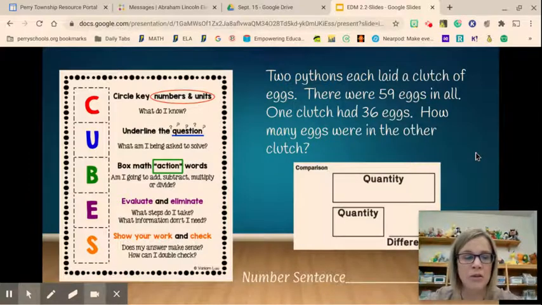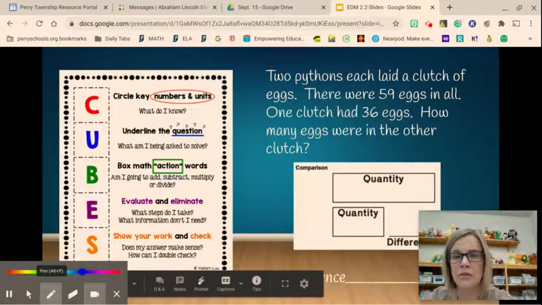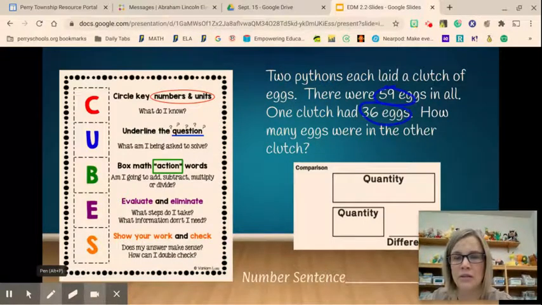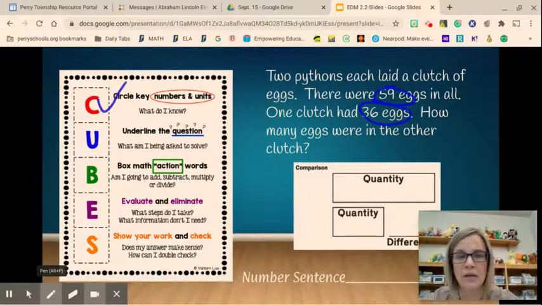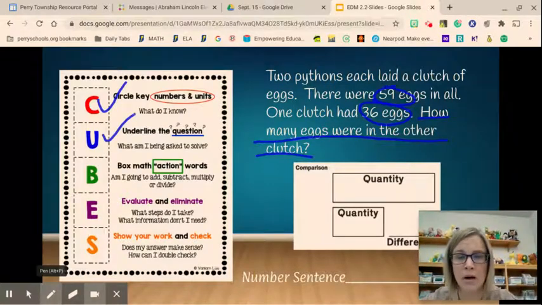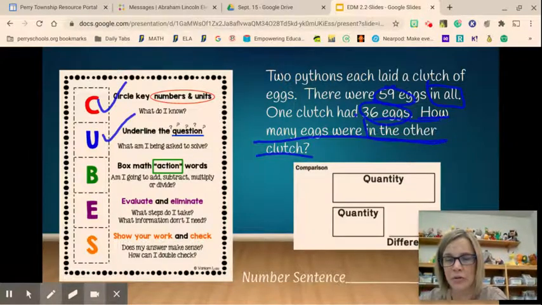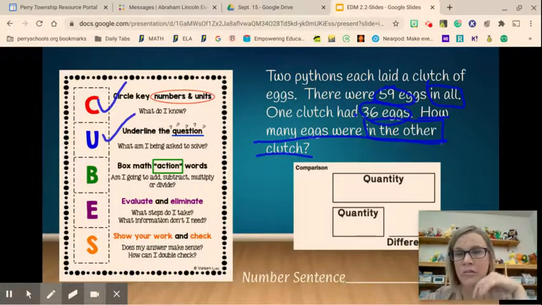So I'm going to go through and I'm going to use my cube strategy and start with circling the numbers. So I see 59 eggs and I see 36 eggs. Check it off. Underline the question. How many eggs were in the other clutch? Check it off. I'm going to box in those math action words. So one that I see is in all. And this one right here, in the other clutch, is kind of important for me. It's not a keyword, but it is something that's going to help me to understand.